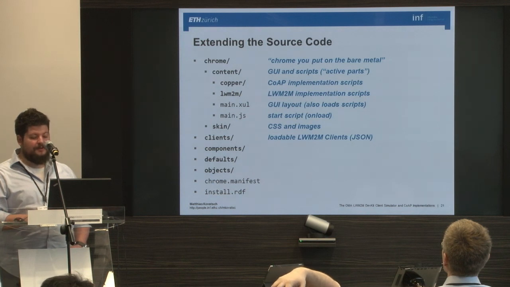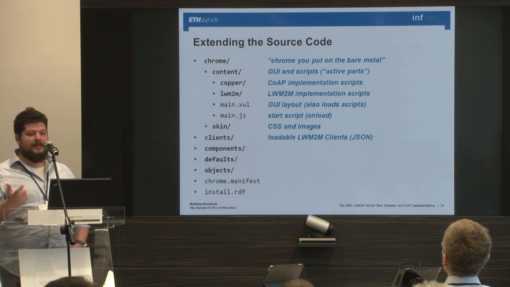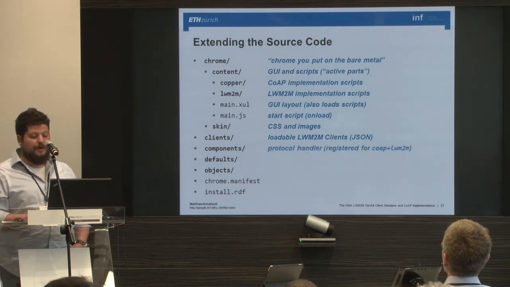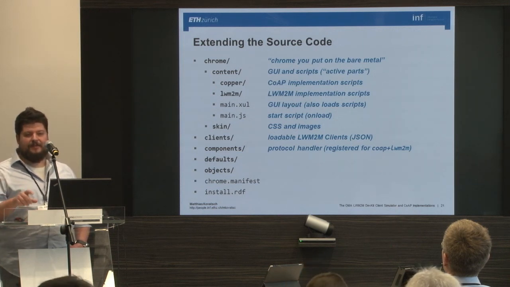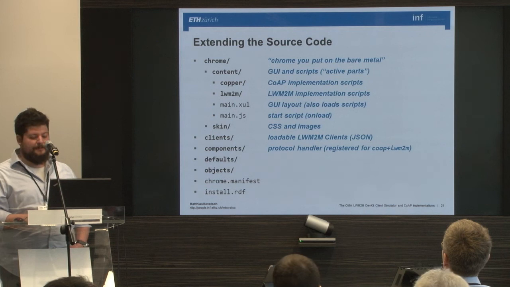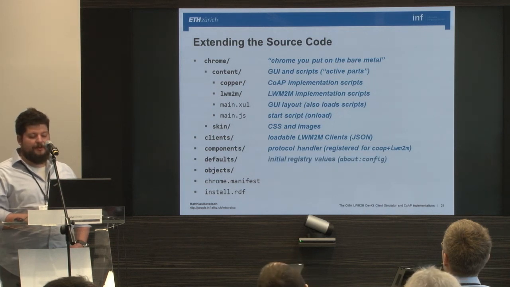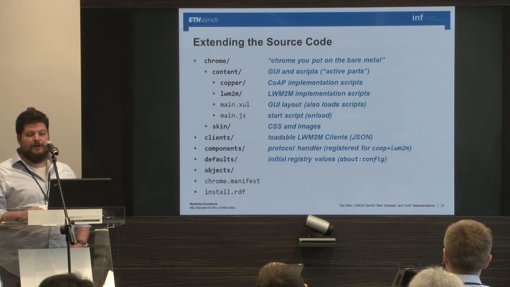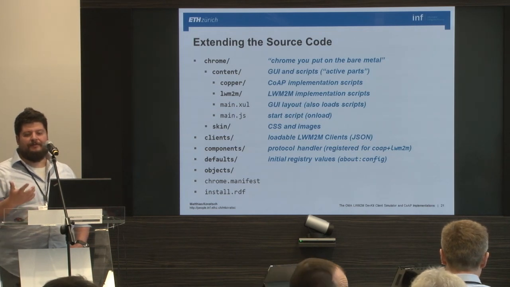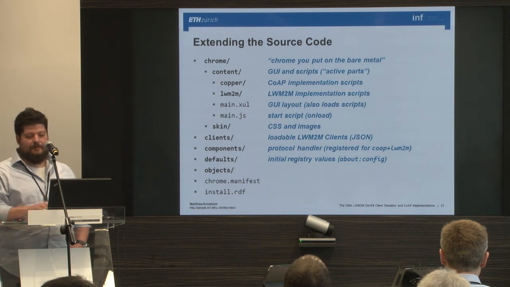The other folders, so there's a folder called clients. That's where the loadable lightweight M2M clients will be stored. So there are some JSON definitions, what objects are provided by the client, and what's the initial data they have in the resources. There's a components folder. That's, again, how you do add-ons, some specification there. The protocol handler script is put there so that Firefox knows, okay, if I enter this URI scheme, this add-on should be loaded. There's a defaults folder that's about, you set up some registry values. So if you enter about:config in your browser, for instance, you get this internal data, so this kind of configuration registry, and there's something you set in the preferences, for instance, that's found there.